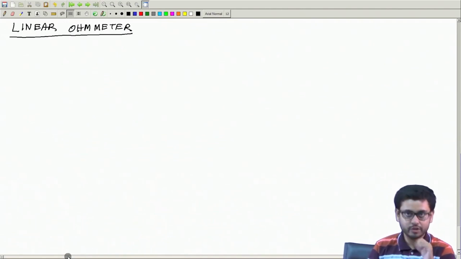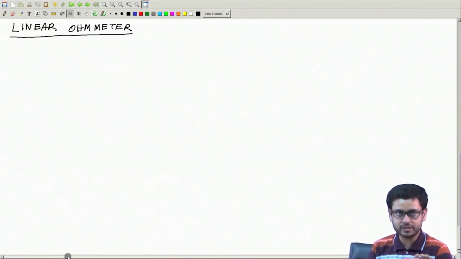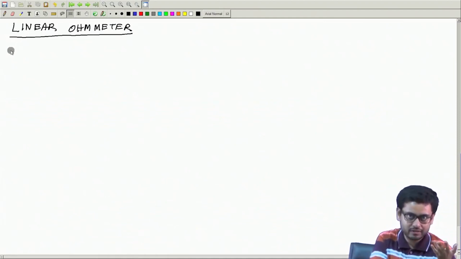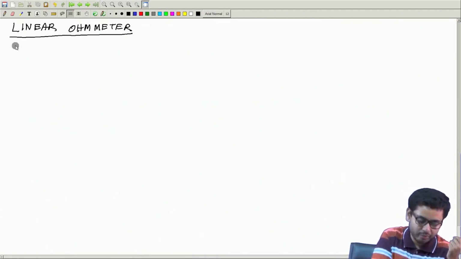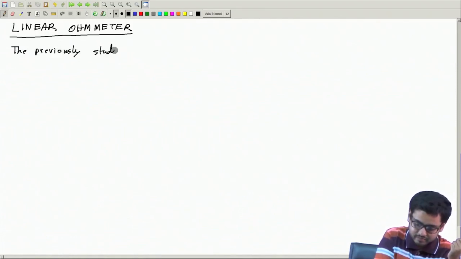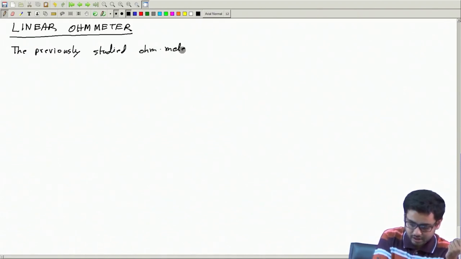The one that we are talking about now is a linear ohmmeter. Before coming to that, let me briefly talk about a normal, that means non-linear, ohmmeter. The ohmmeter which we have studied previously looks like this.